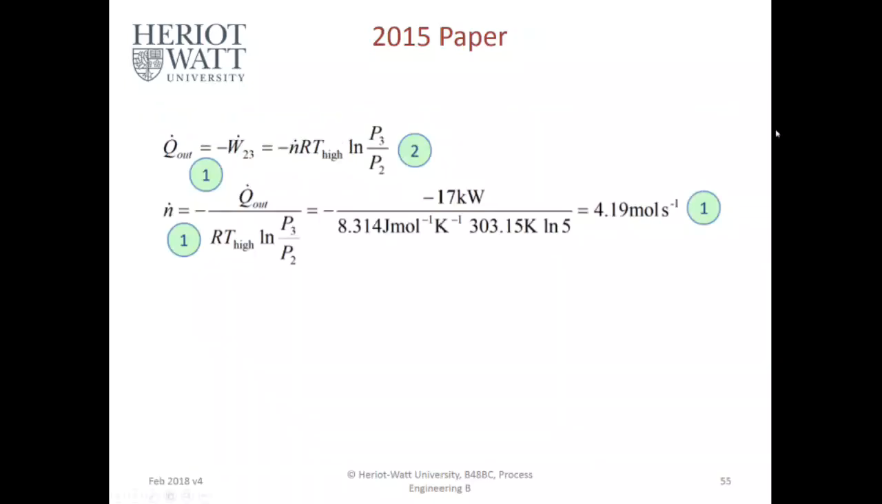So we know Q out equals negative W23, so W23 equals negative RT at the higher temperature log of P3 over P2. Now you know P3 over P2 equals 5. You know how much energy you're putting in, 17 kilowatts, unless I've forgotten to tell you that. Yes, I have. So you need to put in 17 kilowatts, and the warm side is 30 degrees Celsius. Hence, you get 4.19 moles per second. Yeah? Does that make sense? Any questions?